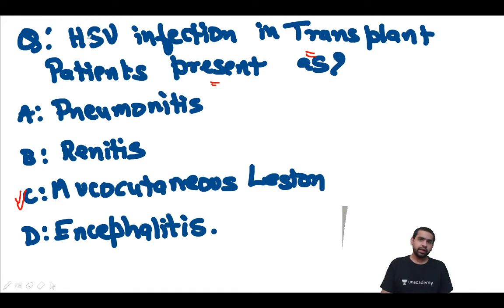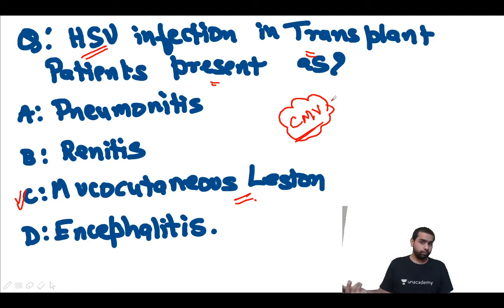Please understand, HSV, herpes simplex virus, usually presents as a mucocutaneous lesion in these patients. Mucocutaneous lesion is the presentation of HSV infection. Now what about the CMV? How does the CMV present?